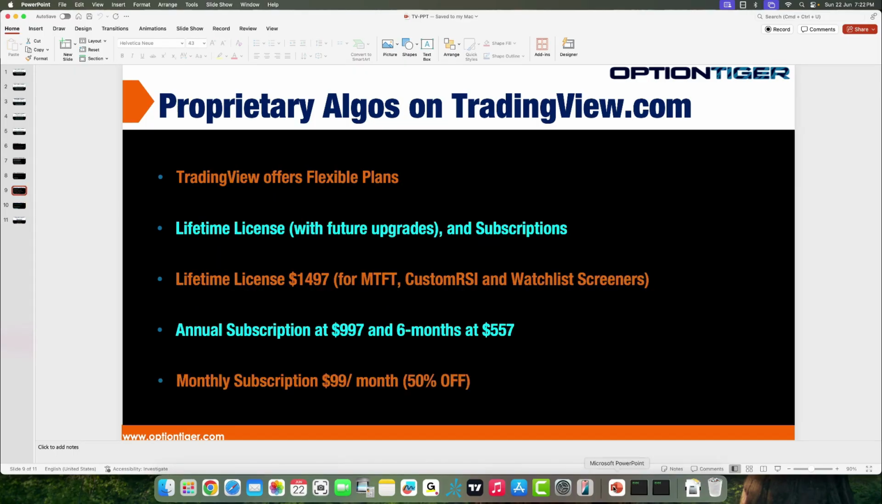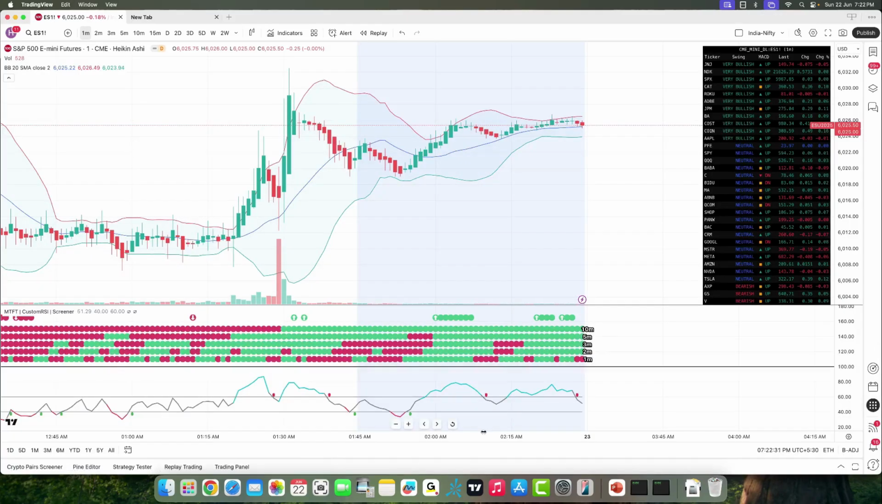TradingView has a free version, and you can add up to 2 indicators for free. Okay, so you can add up to 2 indicators for free. And so you might ask, okay, these are 3 indicators. No, they're not. We have combined all 3 into 1 indicator. So besides these, you have the flexibility of adding 1 more indicator. These indicators, as you can see here on the left, you might be able to see it, the writing is a bit small: MTFT, custom RSI, and the screener.